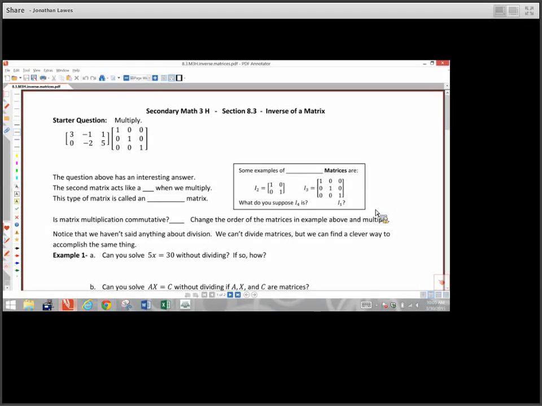Okay? So if I write I2, that's a square matrix, a 2 by 2. The I stands for identity. The 2 means it's a 2 by 2. Identity matrices are always square matrices, so 2 by 2, 3 by 3, and so forth. So I3 is the 3 by 3 identity. Again, that's 1's down the diagonal, 0 everywhere else.